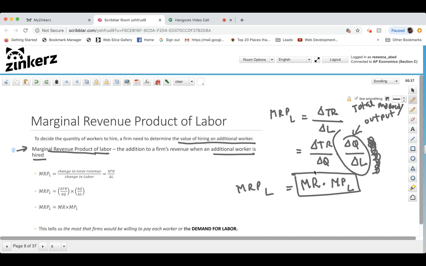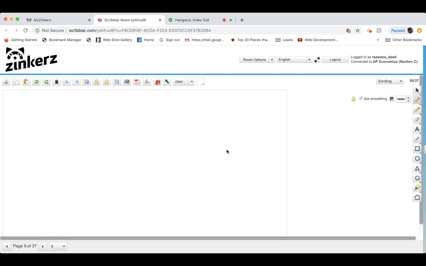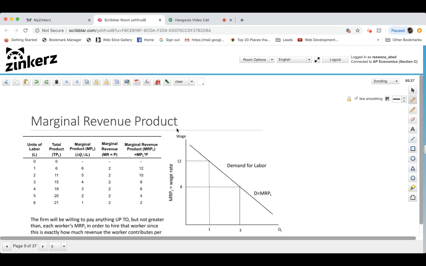And this is going to come in handy later. So let's take a look at why this is important. Here we have a marginal revenue product of labor example. We're talking about a bakery here, and they produce loaves of bread. This bakery can hire anywhere from 0 to 6 workers.